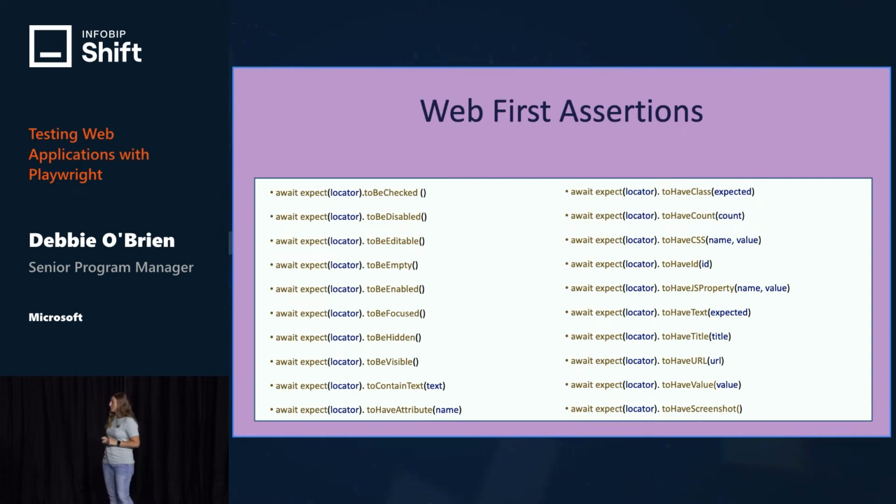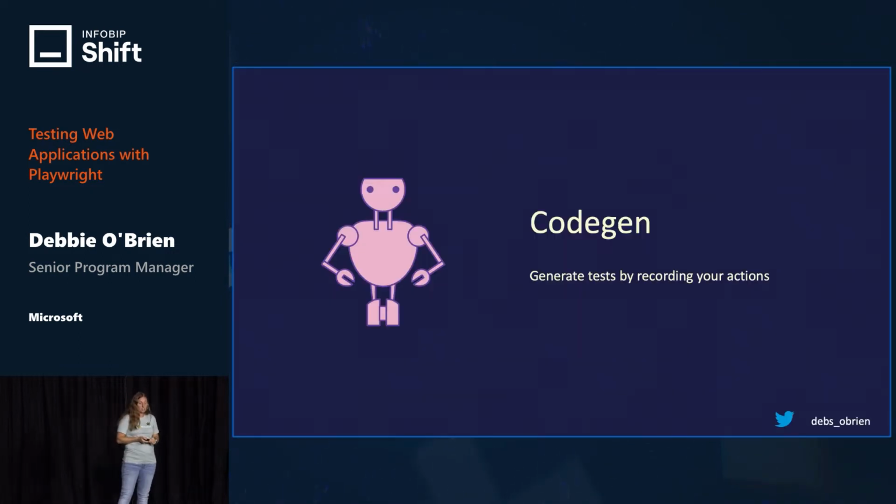Make sure you're using web first assertions. So we've got all these assertions to be checked, to be disabled, to be empty, to be enabled, to have count, to have CSS, to have ID, to have screenshot, et cetera, et cetera. So check those out and make sure you're using web first assertions.